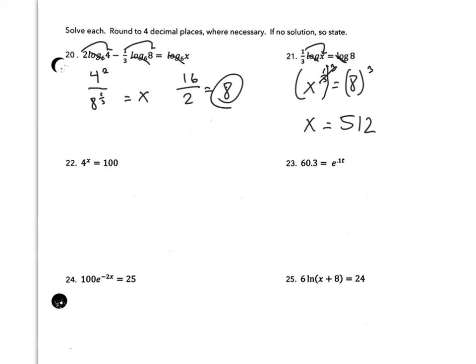Now, for number 22, the log isn't there, so probably we're going to want to put the log in. So if it's not there, you want it, and if you have it, you're trying to get rid of it. You can take the log of both sides, you can take the natural log of both sides, or you can take the log base 4 of both sides, because that's what's holding up your power.